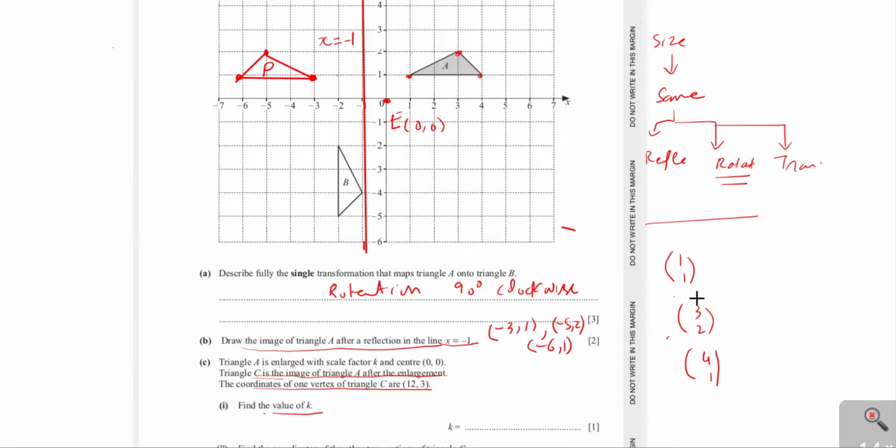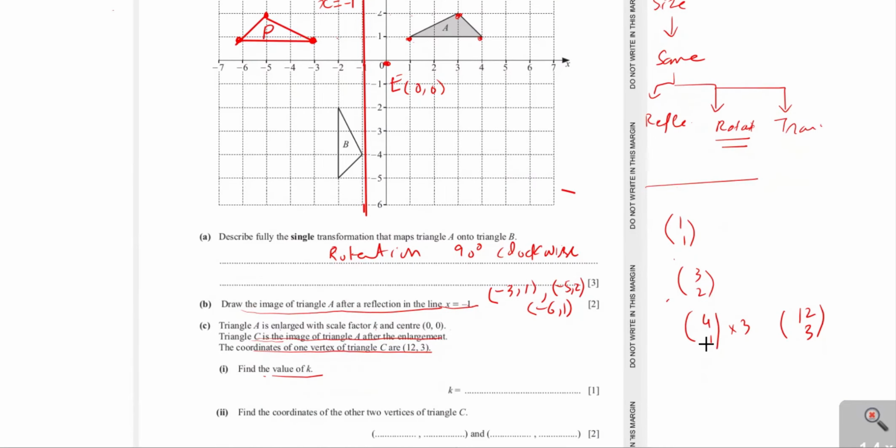Here, when we multiply this (4, 1) by 3, we get (12, 3). Therefore, the scale factor of enlargement will be 3, because the enlarged figure's vertex against (4, 1) is (12, 3). Thus, the center of enlargement is (0, 0), and therefore k will be equal to 3. You can check by taking the ratio 12 over 4, or ratio 3 over 1. This is 3.